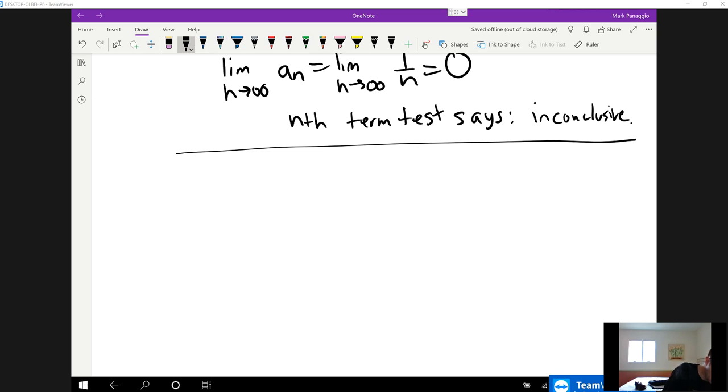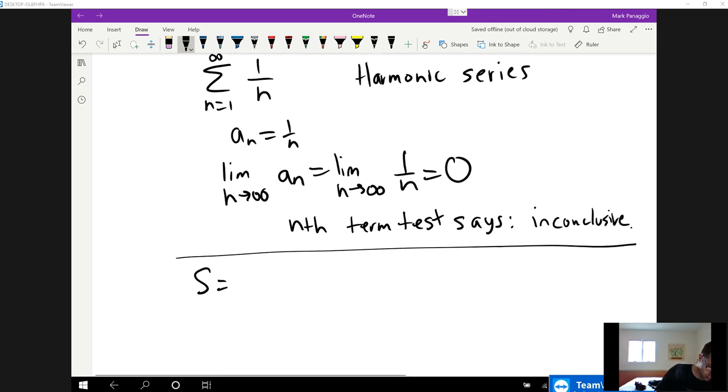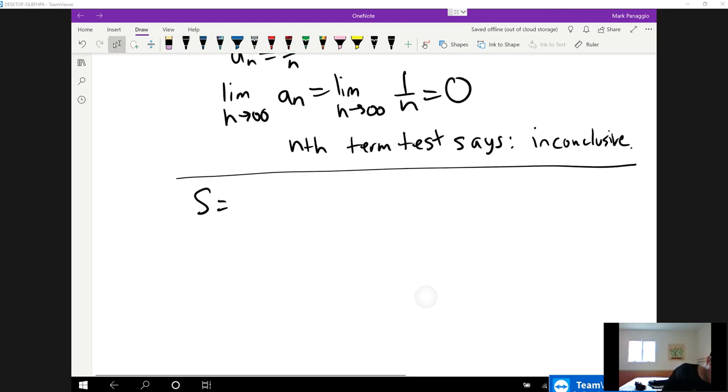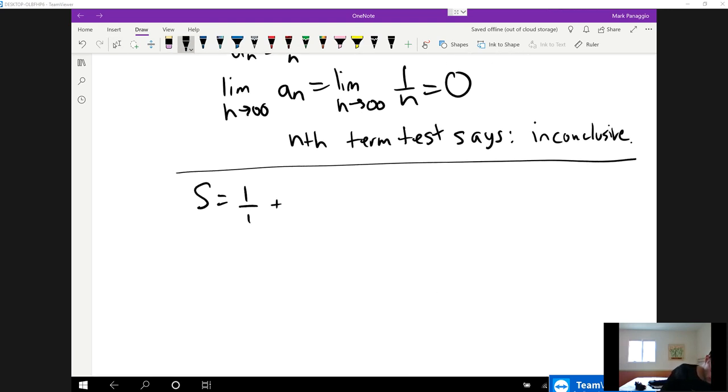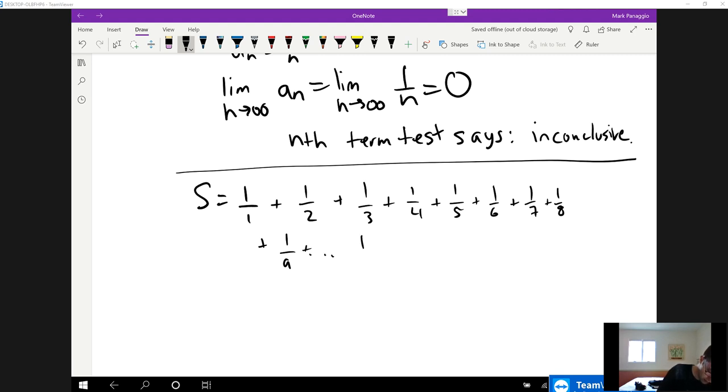So let's write down what this sum is. Remember, we were adding up 1 over n from 1 to infinity. So the first term is going to be 1 over 1. The next term is going to be 1 over 2, then 1 over 3, 1 over 4, 1 over 5, 1 over 6, 1 over 7, 1 over 8, and I'm going to go on the next line, 1 over 9, and then I'm getting lazy here, so I'm going to skip ahead. Eventually, we're going to hit 1 over 16.